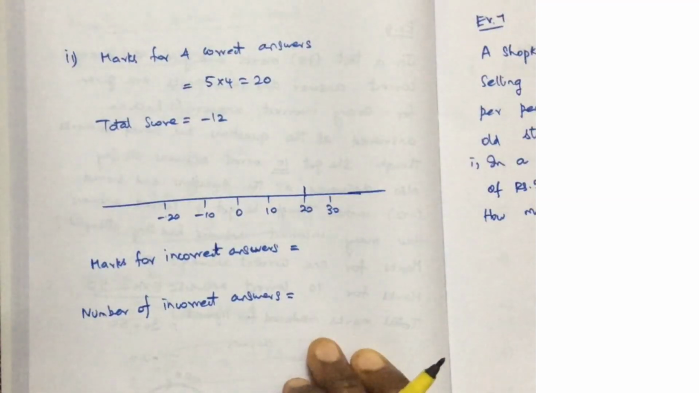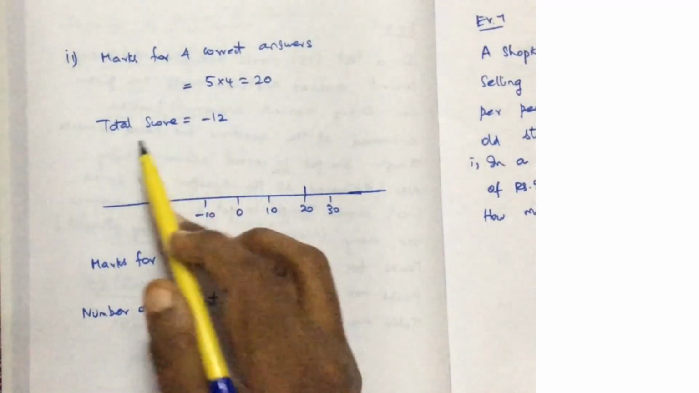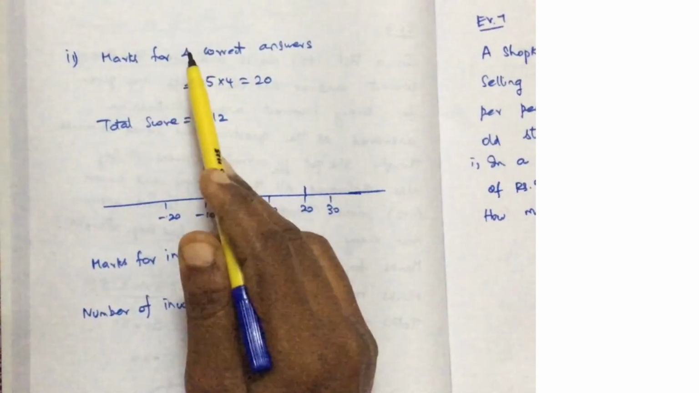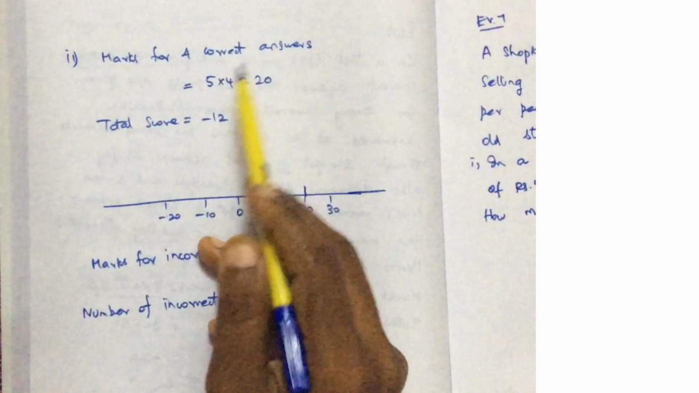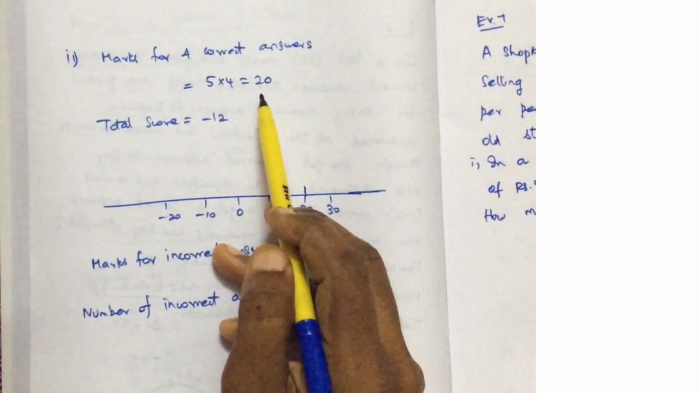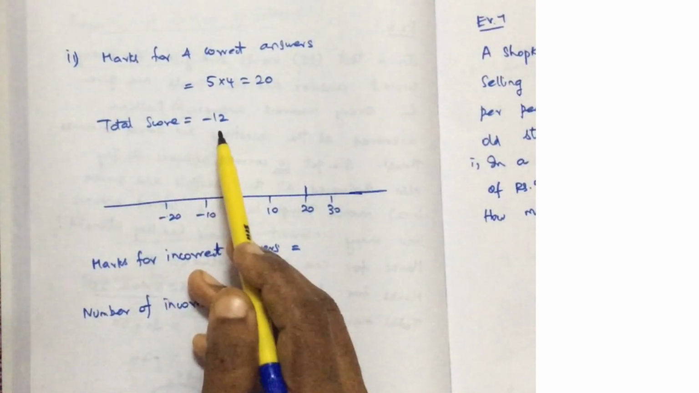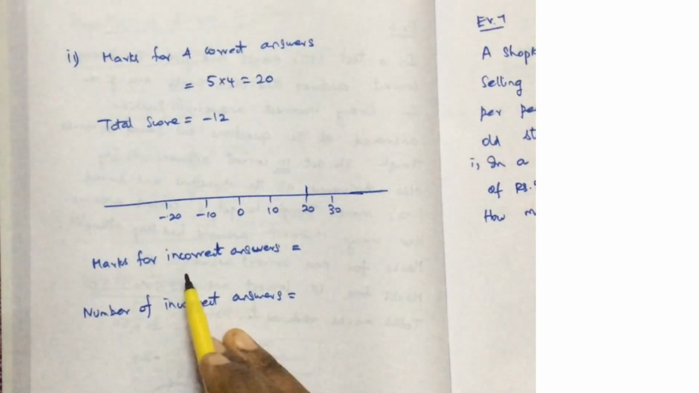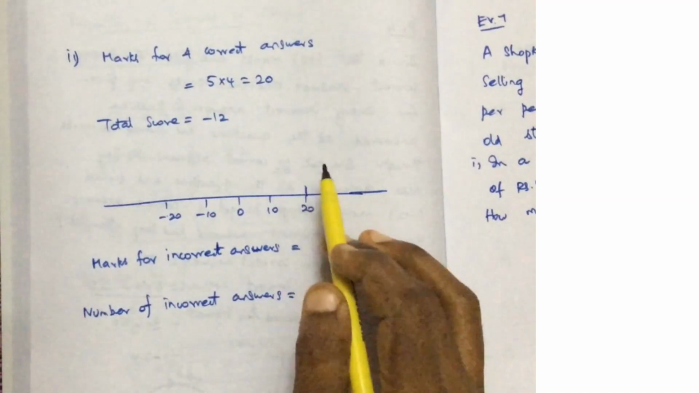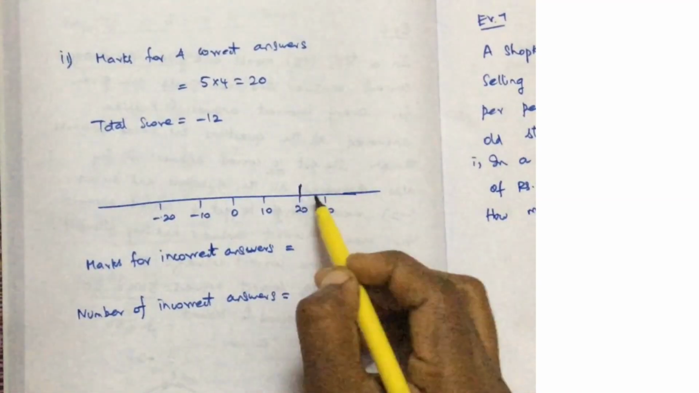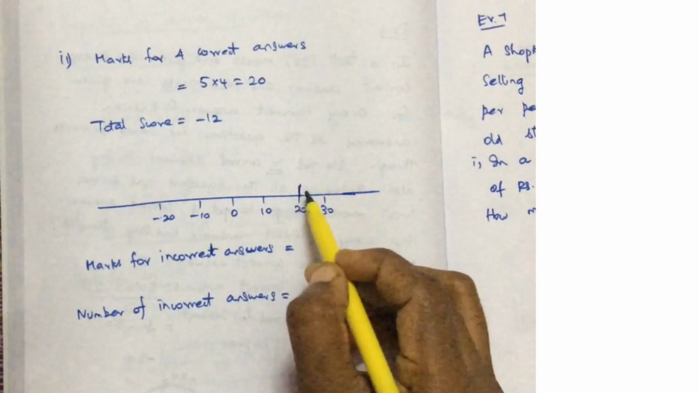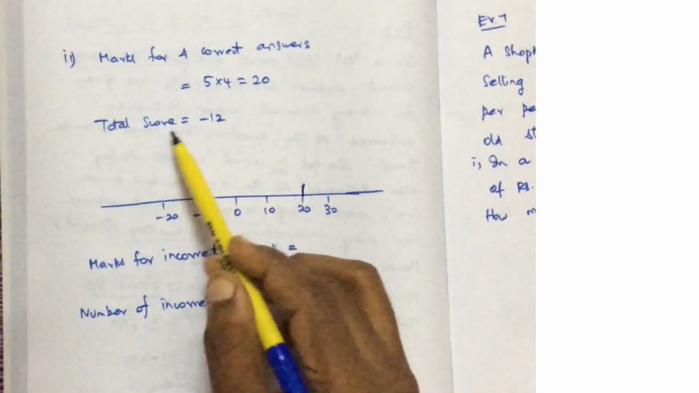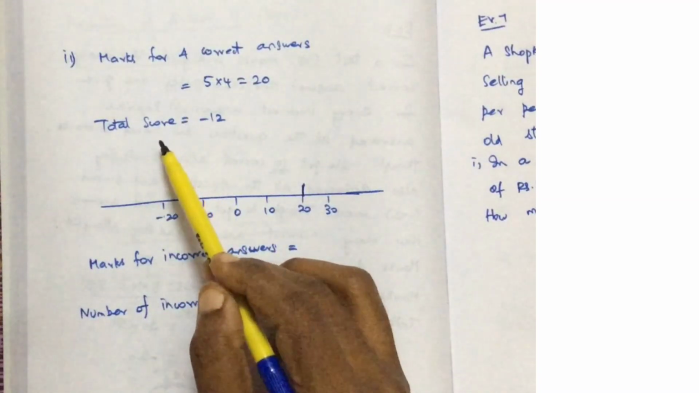Now the second part: J's total score is minus 12. Okay, he got 4 correct answers. So marks for 4 correct answers is 5 multiplied by 4 is 20. His total score is minus 12. Now we have to find how many marks he lost for incorrect answers. The best way to do this: here is 20, the score due to correct answers. But he attempted a few questions wrong. Because of that, his score reduced to minus 12.